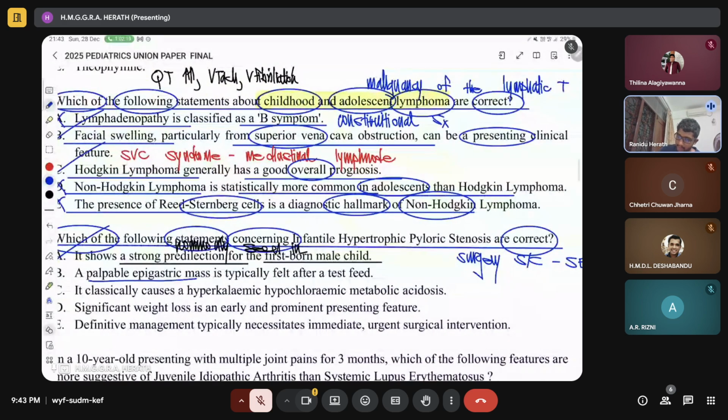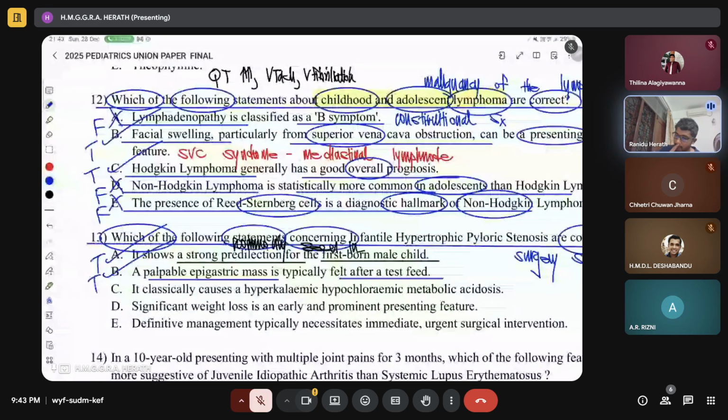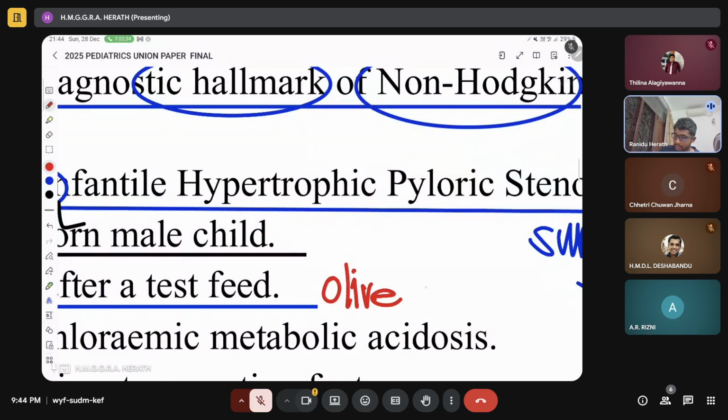A palpable epigastric mass is typically seen after a test feed. True or false? True. Go and read about this infantile hypertrophic pyloric stenosis. You feel this olive-shaped mass in the right hypochondrium of the abdomen.